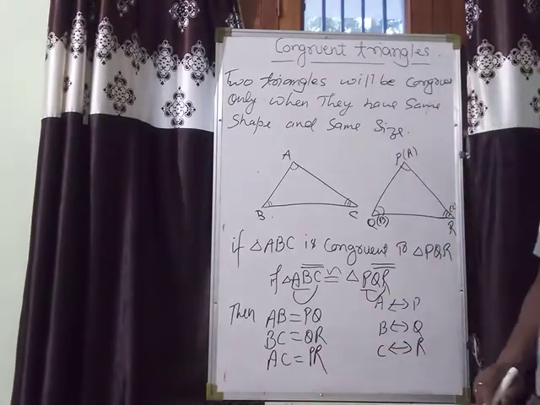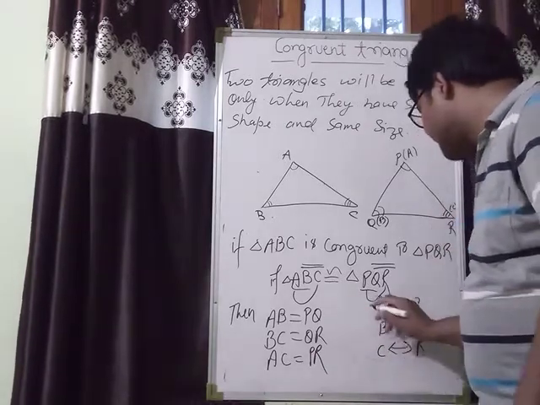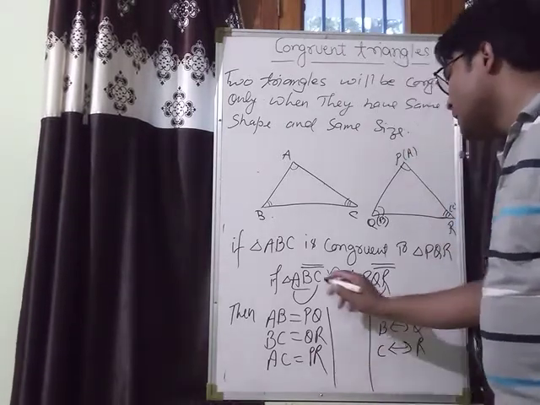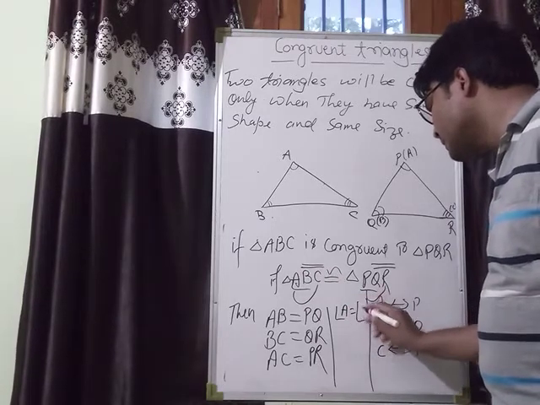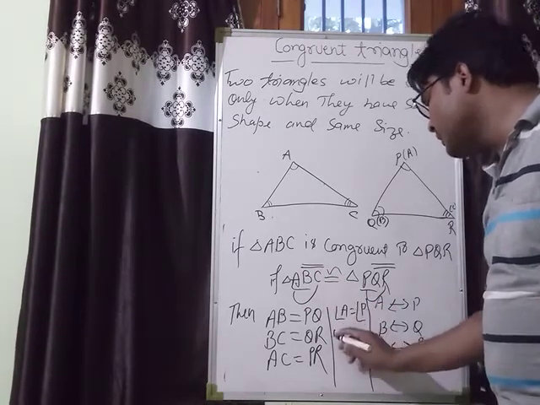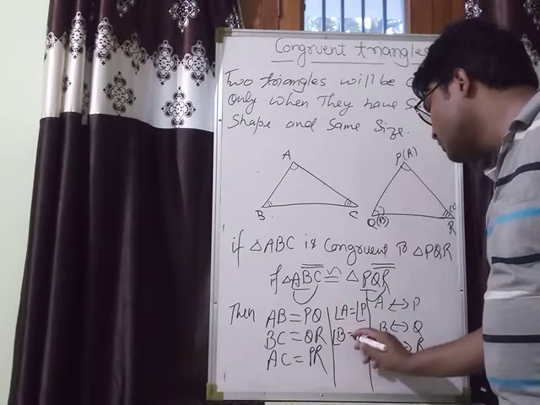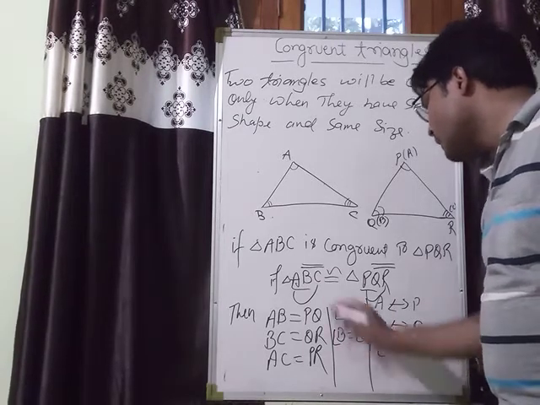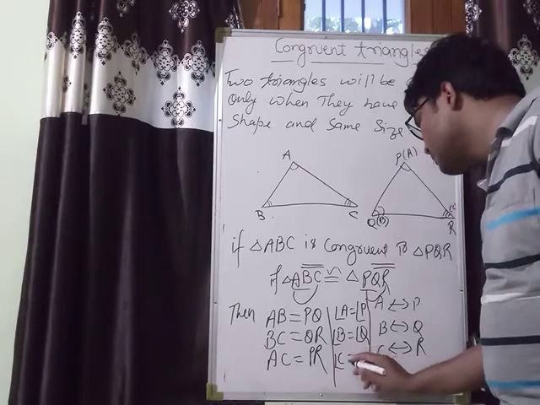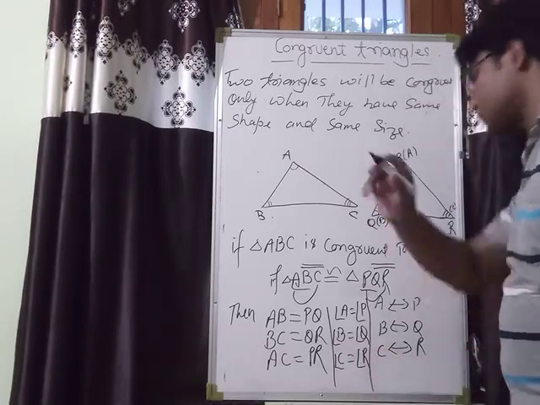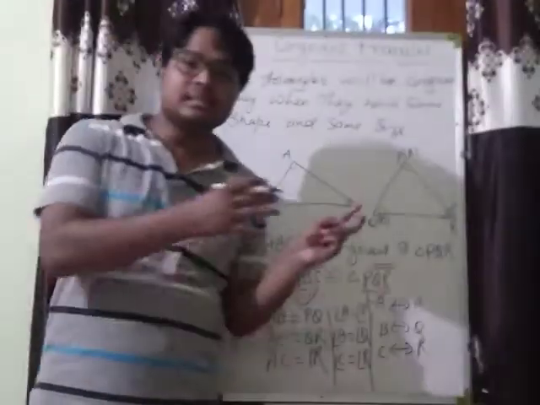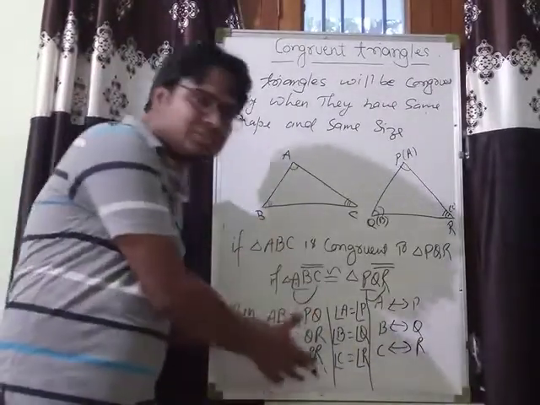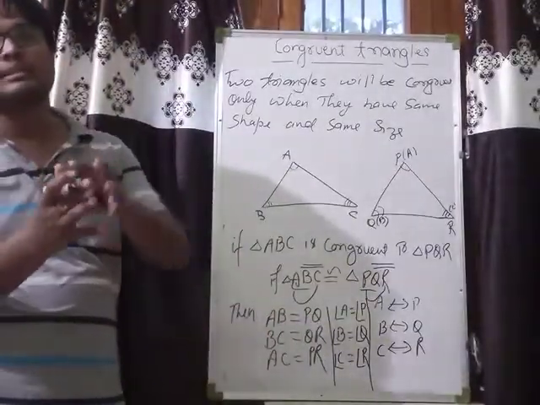Okay. Also, angle A will be equal to angle P, angle B will be equal to angle Q, angle C will be equal to angle R. Got it, everyone? This is the condition, these are the conclusions when two triangles are congruent.